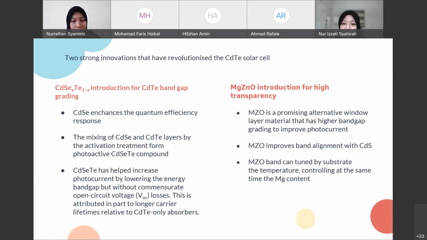And for the second one, that is magnesium zinc oxide, introduced for high transparency. Magnesium zinc oxide itself is a promising alternative window layer material that has a higher band gap to improve the photocurrent. Magnesium zinc oxide also improves band alignment with cadmium sulfide, and it can also be tuned by substrate temperature while controlling the magnesium content.